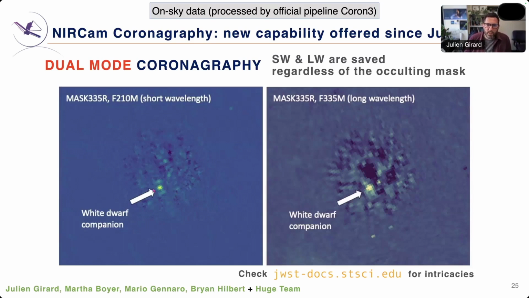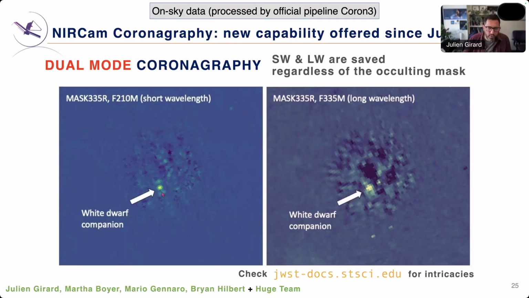And this is the white dwarf companion that is in my commissioning paper 2022. But in this case, we just let the pipeline do its quick look analysis, and you can easily see that's 10 to the -4 contrast. So this was just to validate that the whole chain of data management operations was working with this new capability.